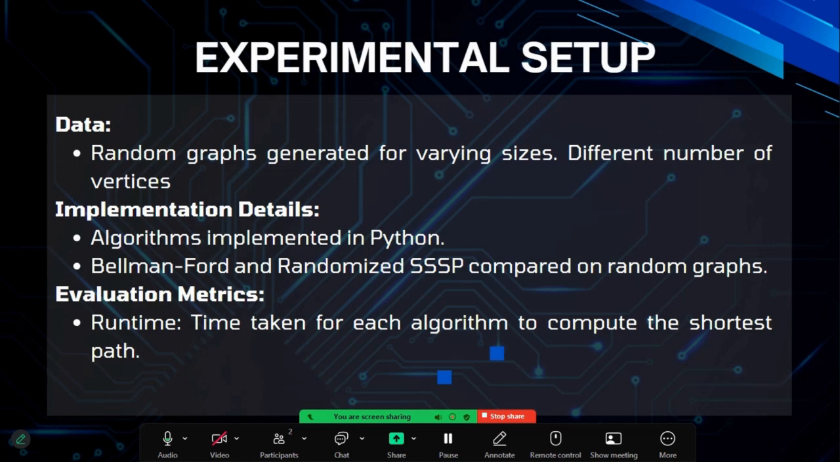Now, how we tested out our algorithm. For the data, we randomly generated graphs of varying sizes, particularly of vertices having around 200, 500, 300 nodes. For the implementation, we used Python, and the code included Bellman-Ford and the particular randomized algorithm that we have been discussing throughout. For the evaluation, we used the runtime of the code compared with the Bellman-Ford and the optimized algorithm. So the time taken was the metric for this setup.